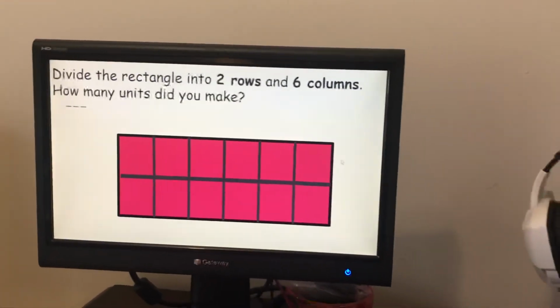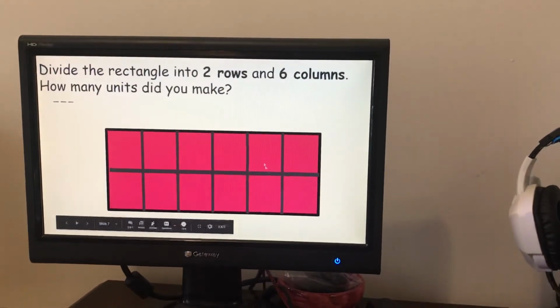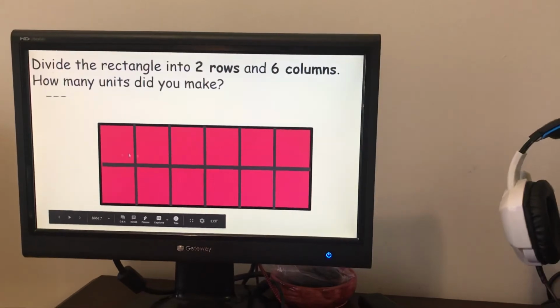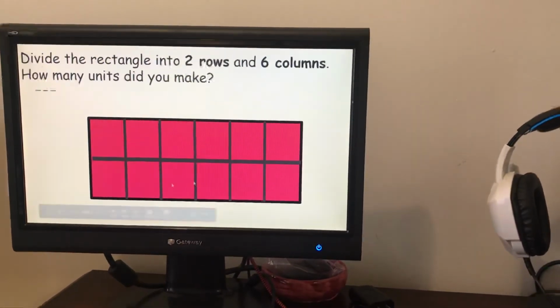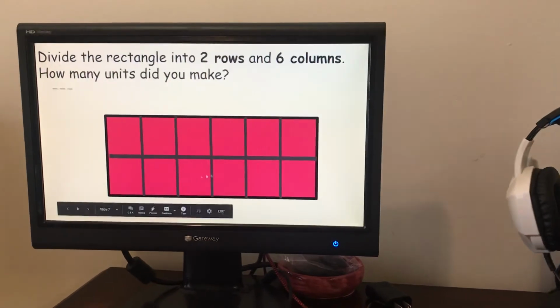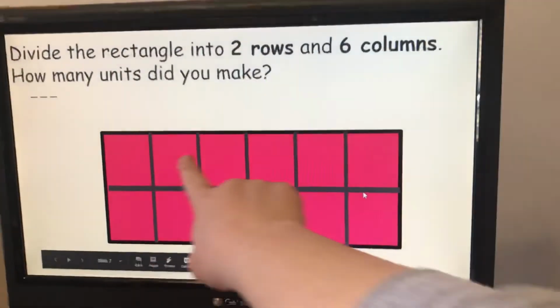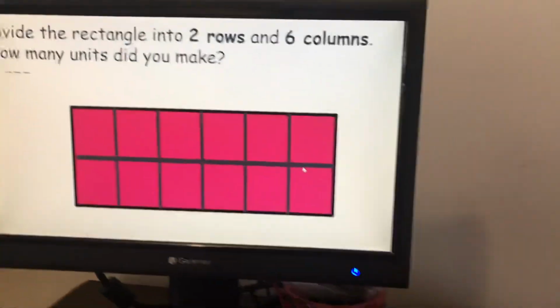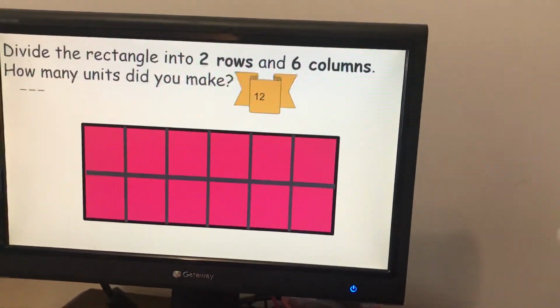And then again, this is pretty easy. You can count them, or you can do 2 rows of 6, so I can do 6 plus 6. 6 plus 6 equals 12. There you go.